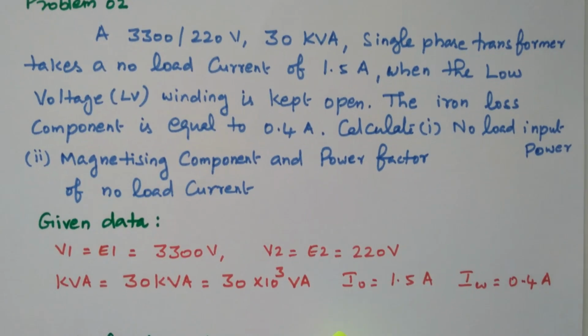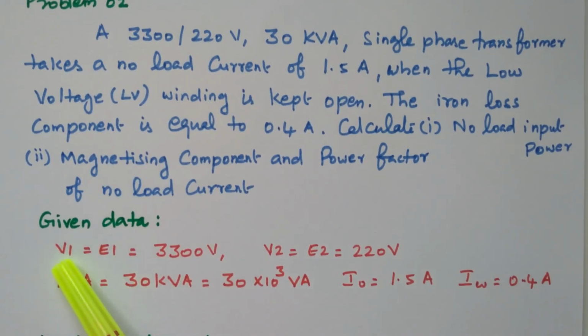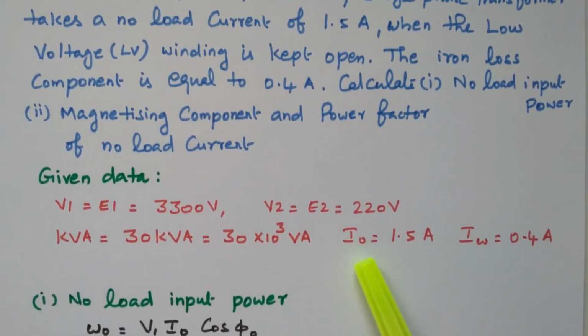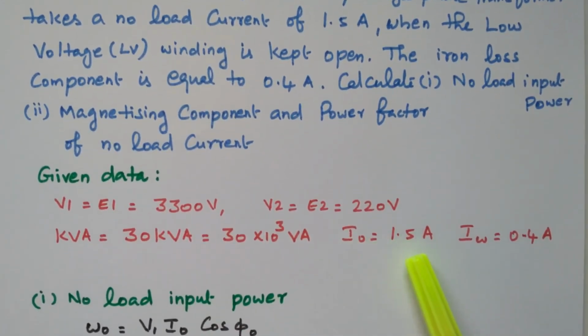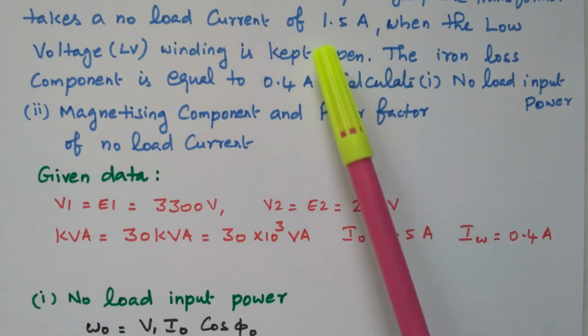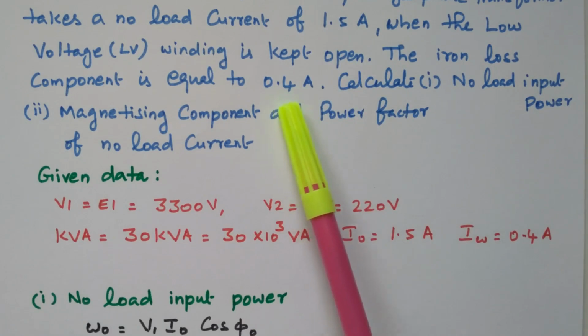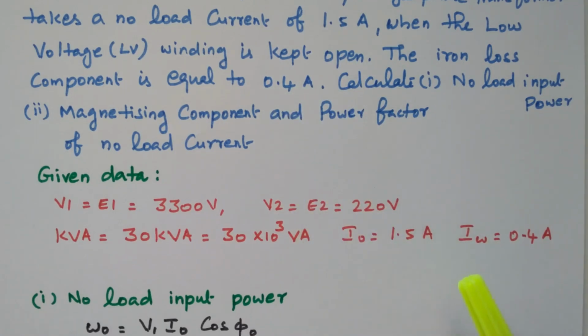Based on the given data, V1 or E1, the voltage applied or induced, is 3300 volts. V2 or E2 is 220 volts. And the rating is given as 30 kVA, where kilo means multiplied by 10 to the power 3, so 30 into 10 to the power 3 VA. Then the no-load current I naught is given as 1.5 ampere. The IW, the working component, is given as 0.4 ampere. So, the current is 1.5 ampere and this iron loss current is 0.4 ampere. These are all the given data.